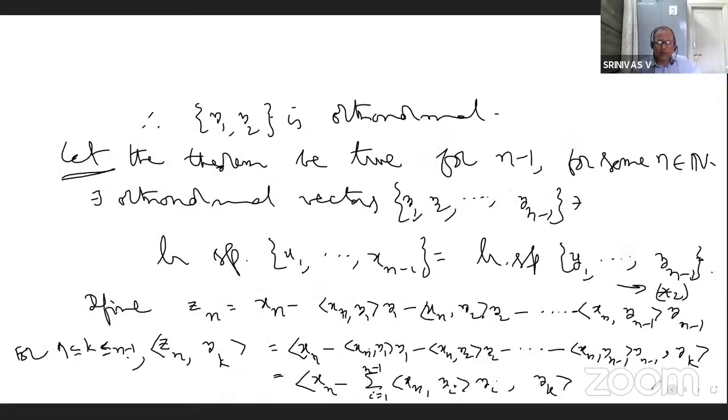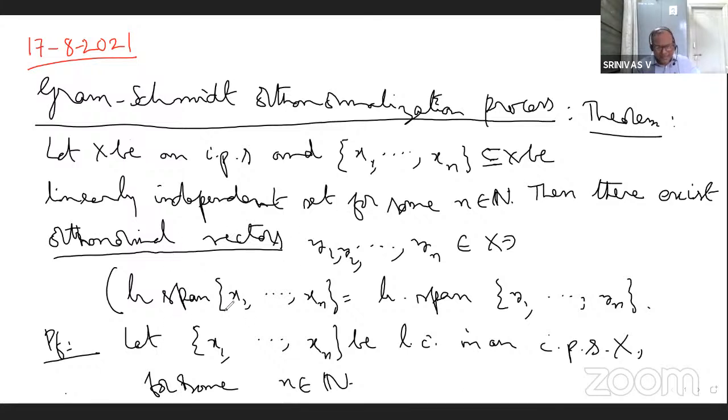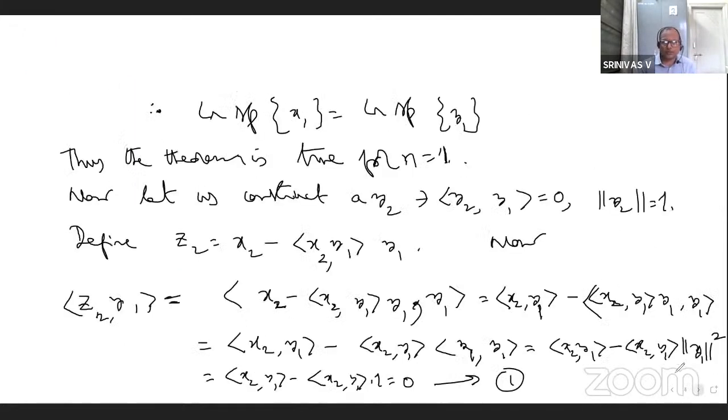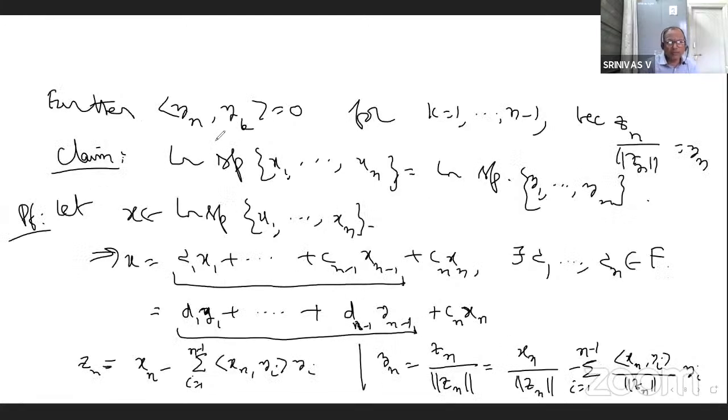We want the linear span of x1 up to xn to be the linear span of y1 up to yn, and also that these yn's are orthonormal. That's how we construct it. We showed that Zn comma yk is orthogonal, and from that we showed that yn comma yk is orthogonal. So the vectors y1 up to yn minus 1 and yn become orthogonal, and y1 up to yn minus 1 are orthonormal.